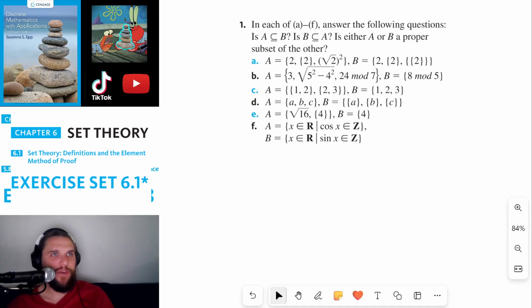In each of A through F, answer the following questions. Is A a subset of B, and is B a subset of A? Is either A or B a proper subset of the other? Let's start with part A.